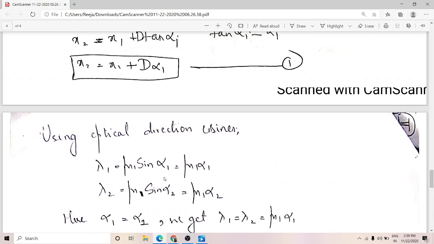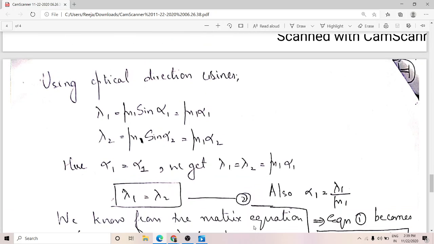Next, we write down the optical direction cosines for the points P and Q. At P, the optical direction cosine is lambda 1, that is mu 1 sine alpha 1. For small angles, I can write sine alpha 1 as simply alpha 1, so it is mu 1 alpha 1, and lambda 2 is mu 2 alpha 2. But since both points lie in the same medium, I write mu 1 alpha 1 and mu 1 alpha 2. Since the medium is homogeneous and isotropic, alpha 1 equals alpha 2, so lambda 1 is equal to lambda 2, which is equal to mu 1 alpha 1.